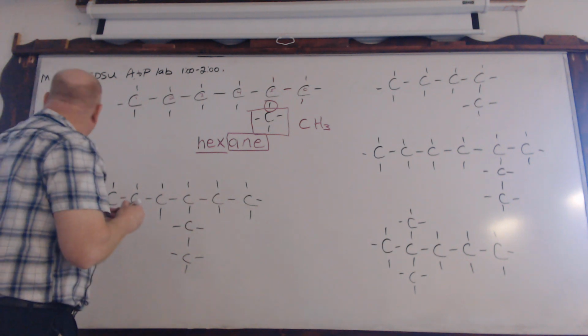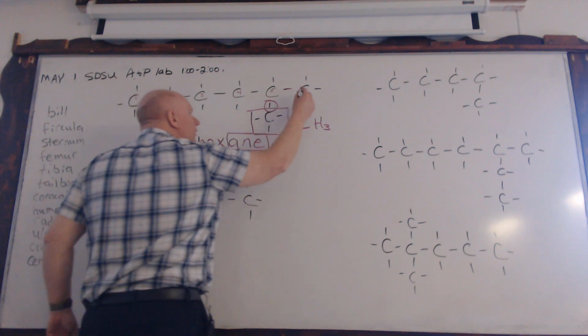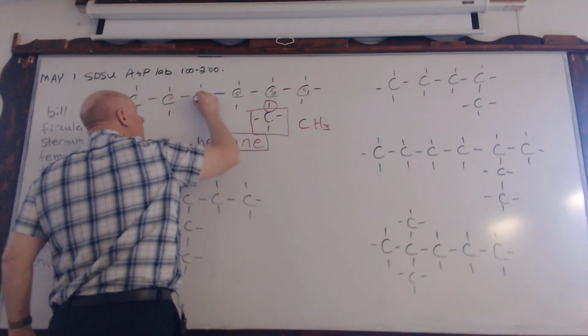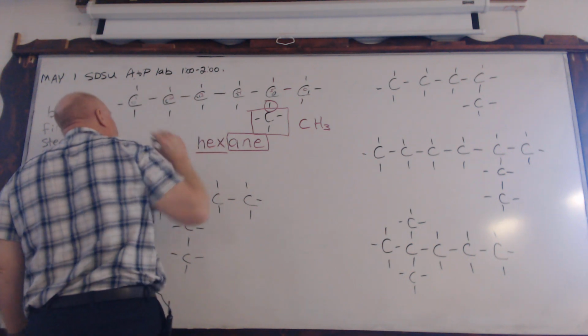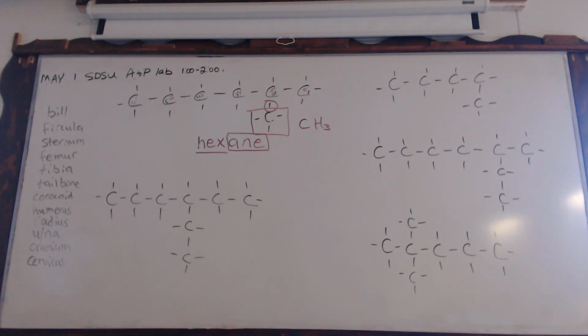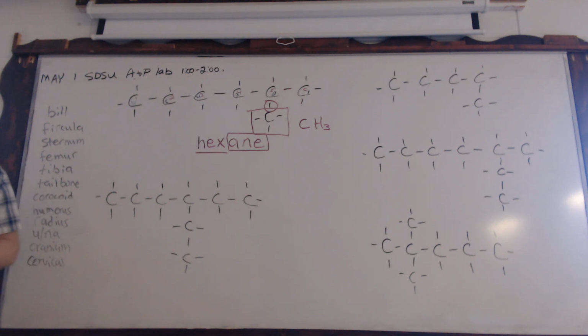So then, if we go in the opposite direction, the green color, 1, 2, 3, 4, 5, 6. So, do we go left to right or right to left? Right to left. Right to the left. Okay.